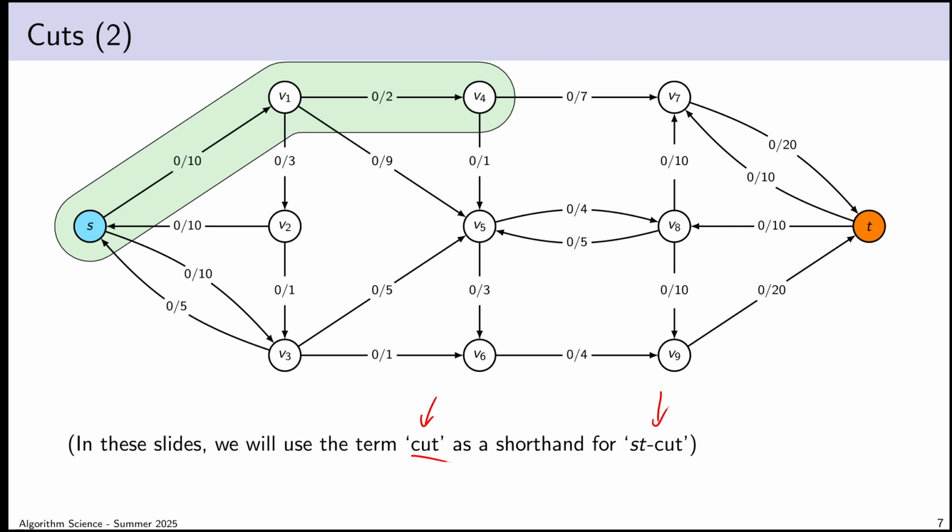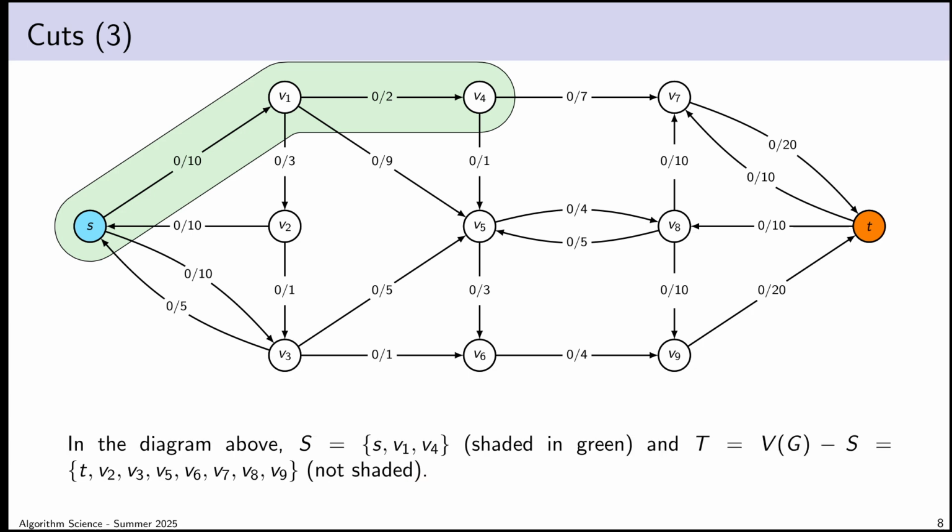However, for the purpose of all of our discussion of flow networks, in these slides, if I use the word cut, I am referring to an ST cut unless I explicitly say otherwise, because I'm going to refer to a lot of these things in the next few slides. So in this diagram, I have defined the set S to contain the source vertex S and vertex V1 and vertex V4. And I've defined the set T to contain everything else. And if you want a full listing, there it is.